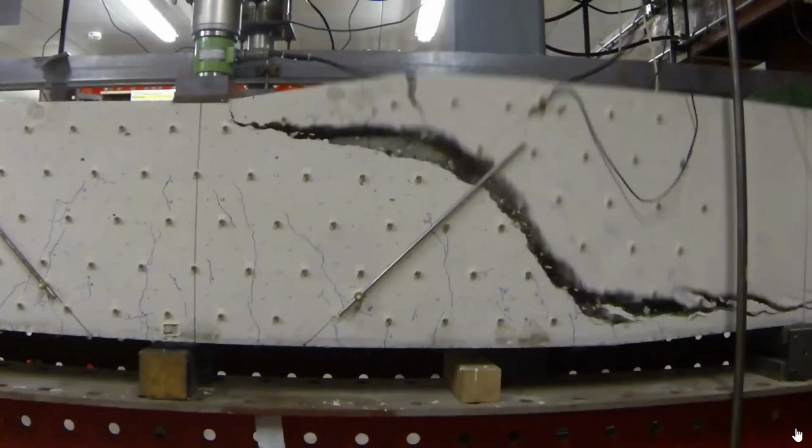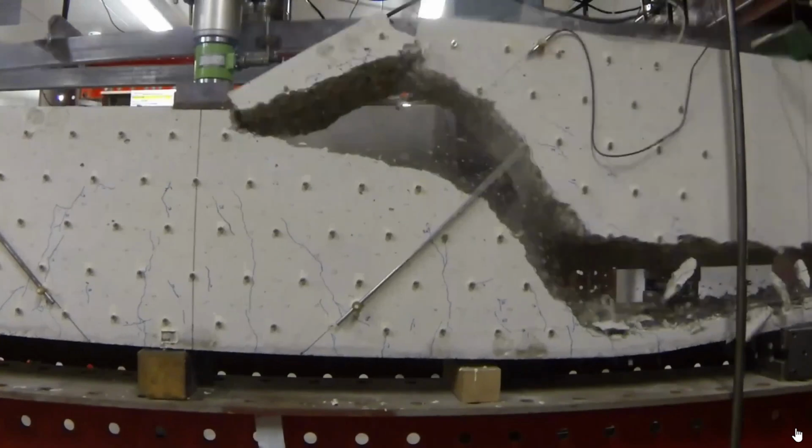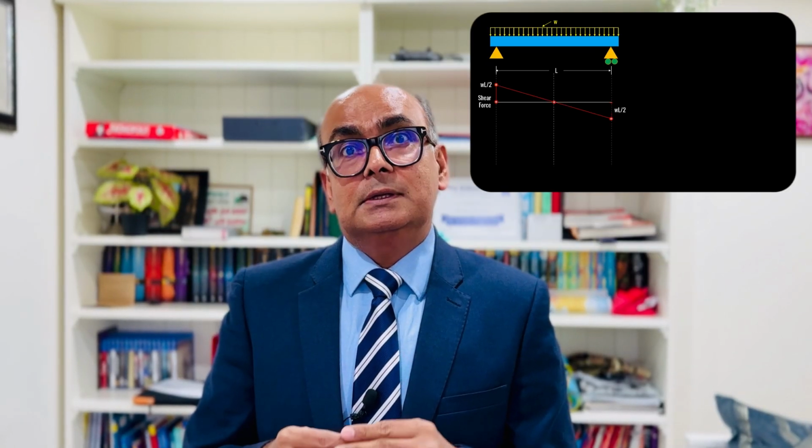Shear design for concrete beams ensures that they don't crack under diagonal cracking. There are 3 steps to shear design. First, we work out applied shear force. Secondly, we check if the beam is sufficient to resist this shear force. If it is not, then we provide stirrups.